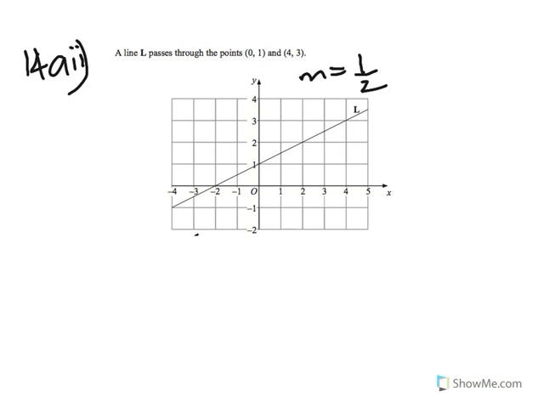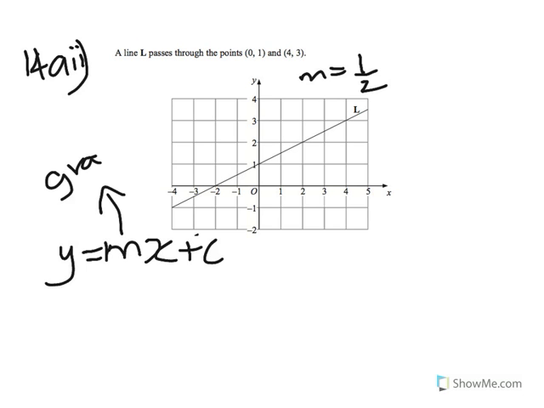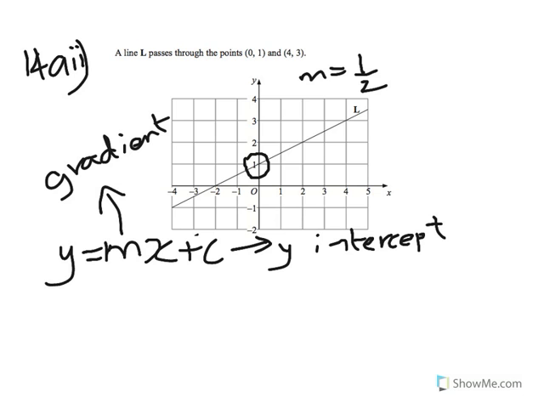Okay, so now you're being asked to find the equation of the line. The equation of any line is y equals mx plus c, where m is the gradient, and c is the y-intercept, basically where it hits the y-axis. If you look at this question, we have the gradient as a half. Now all we need to do is find c, the y-intercept, and it hits the y-axis right there at 1. So all we've got to do is fill in the numbers. So c is equal to 1 and m is equal to a half.